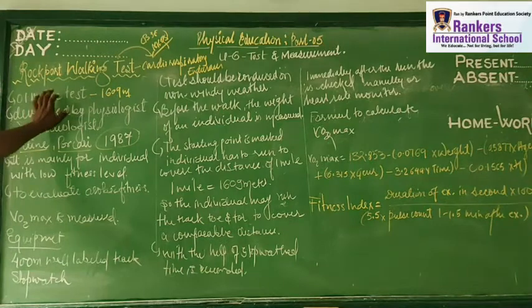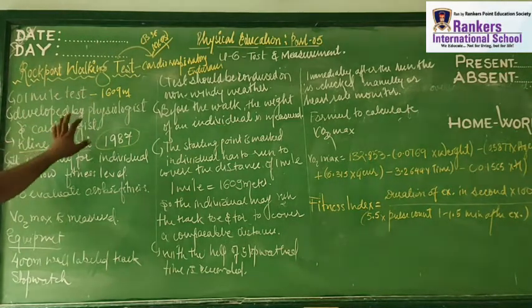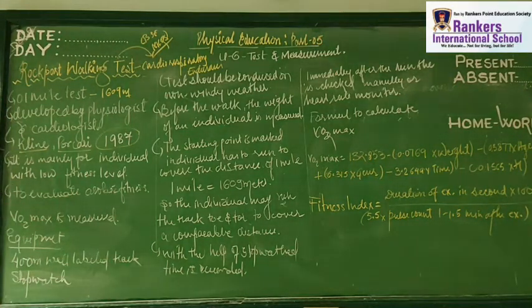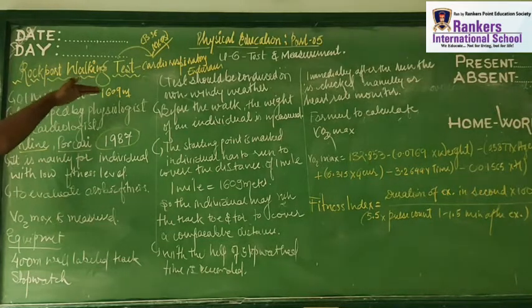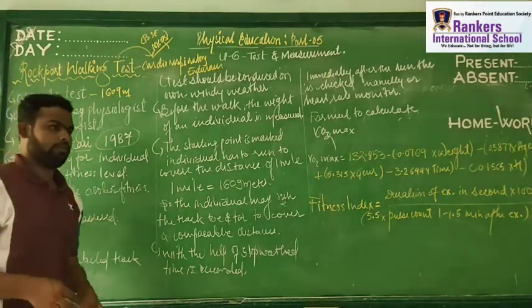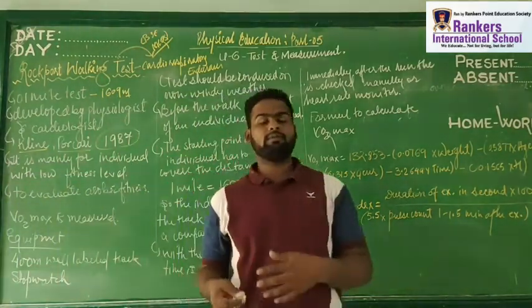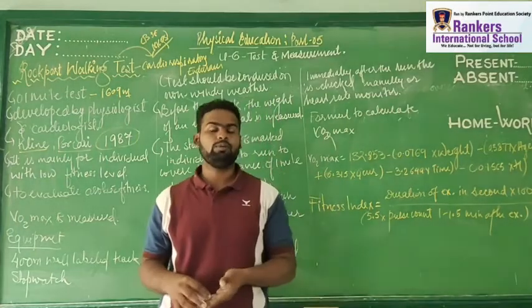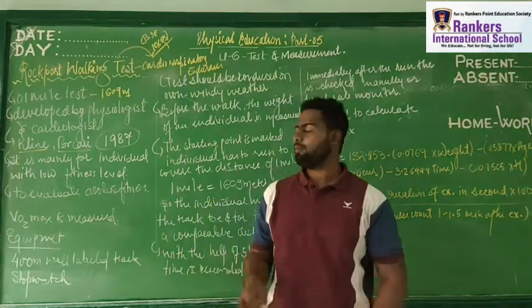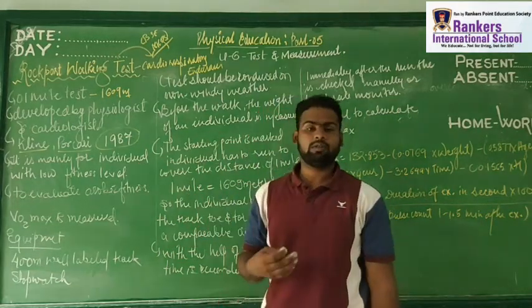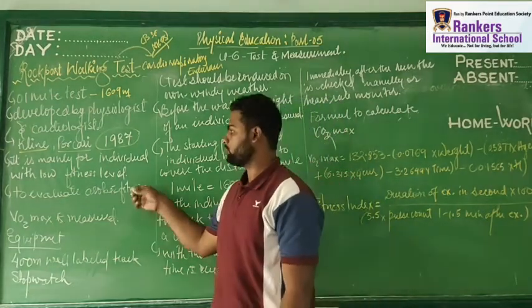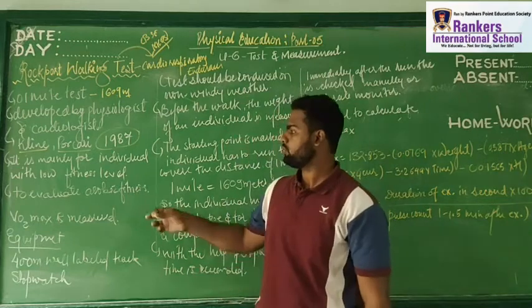Got it? Next thing, the 1 mile test. It was developed by a physiologist as well as a cardiologist, and they gave this test in 1987. As I told you, this test, the Rockport walking test, is mainly for cardiovascular endurance. This test is mainly for individuals who have a low fitness level, right? So for those who have a low fitness level, let's calculate how much maximum oxygen they can consume, the volume of maximum oxygen, right? So with this we can measure the amount of oxygen consumed by people, right? VO2. This test is also to evaluate the aerobic fitness, right?